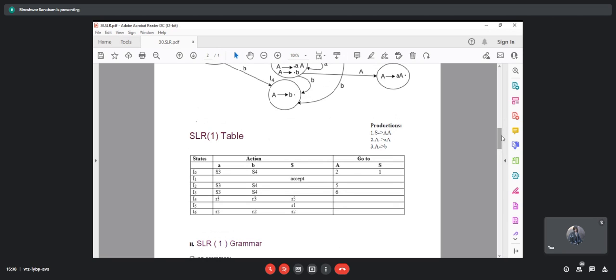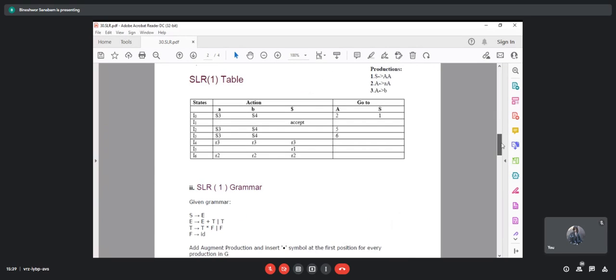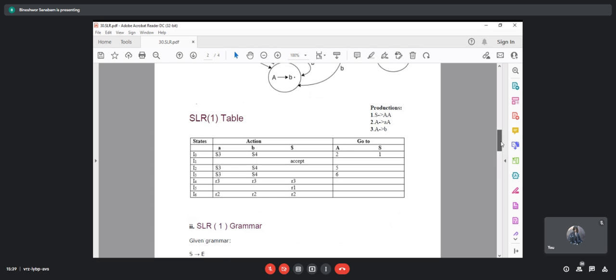So in the table, what we're going to have is the states. So in this example, how many states do we have? I0 to I6. So we have 7 states. Okay, I0 to I6. And then here we're going to have columns that are action and go to. Okay. So action is going to contain the terminals and go to is going to contain the variables or non-terminals.